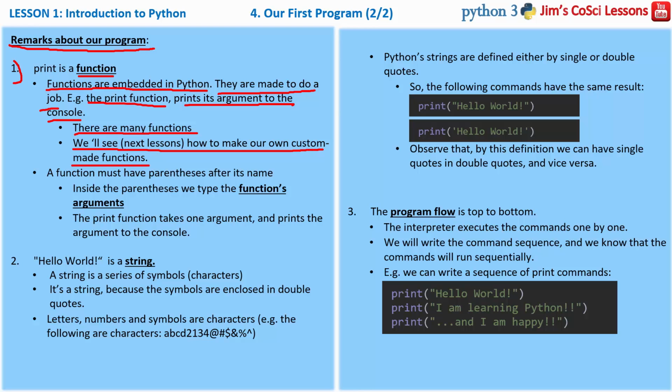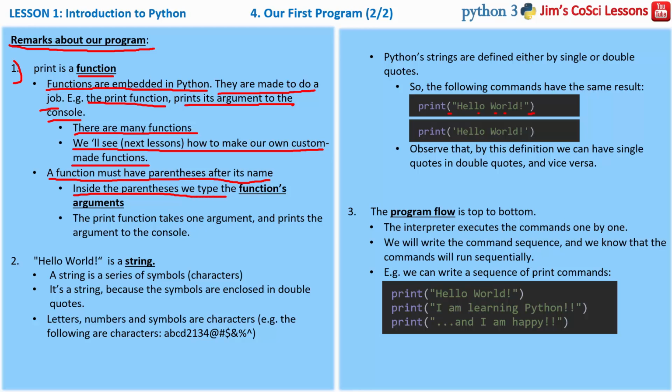So there are two kinds of functions. The first kind is the embedded functions that Python has, and the second type is the user functions. We will be able in the next lessons to make our own functions. A function must have parentheses after its name. You saw print and then an opening parenthesis, some things, and then a closing parenthesis.